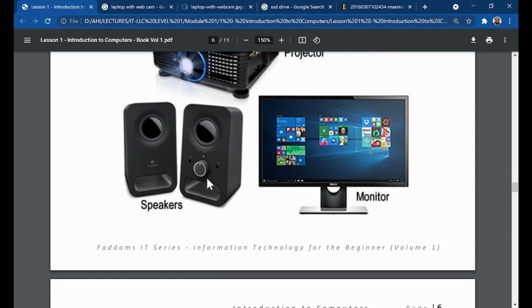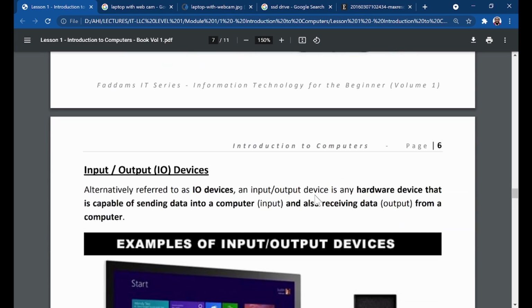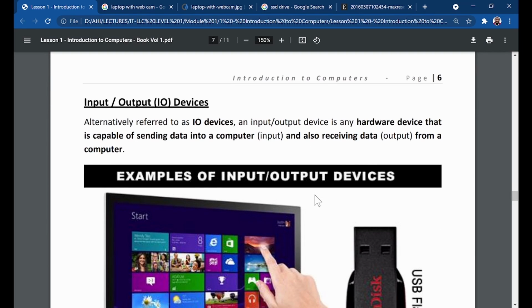A speaker is able to take binary code and convert it to sound for you to hear in your ears. Amazing. A monitor is able to display what you see. So these are display units. Then we have some called I/O.